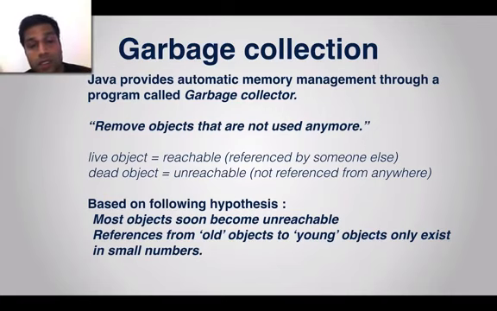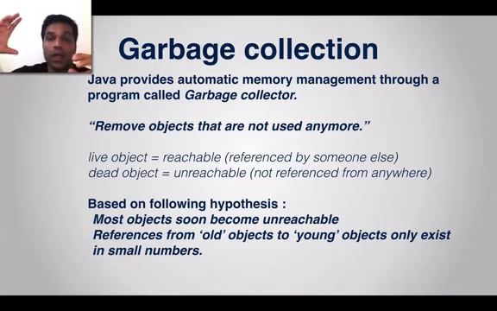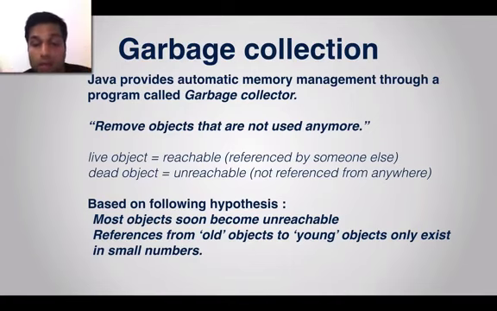And a dead object is an unreachable object, which was created during a method call, and as soon as the method call was over, the object went out of context and is just lying there in the heap. So those are the unreachable objects.